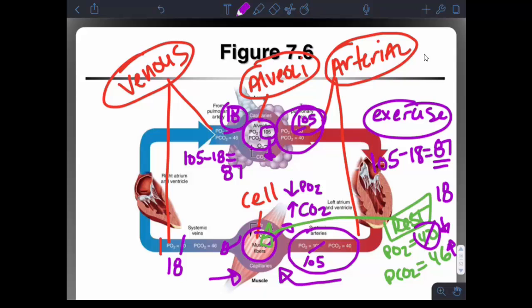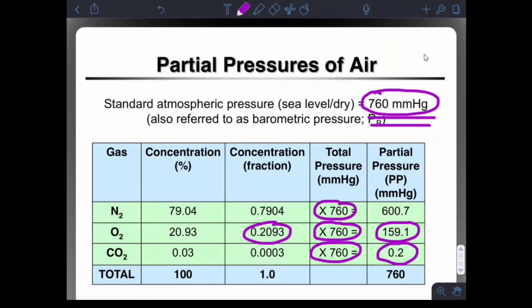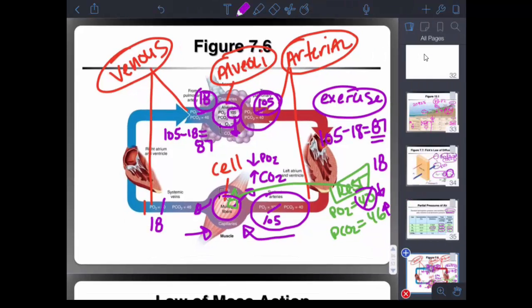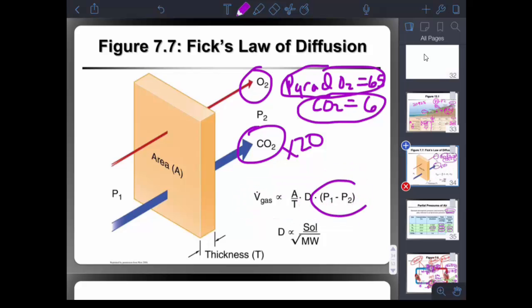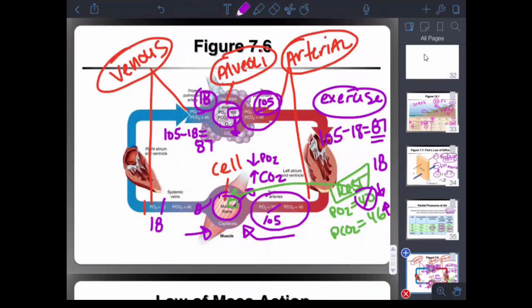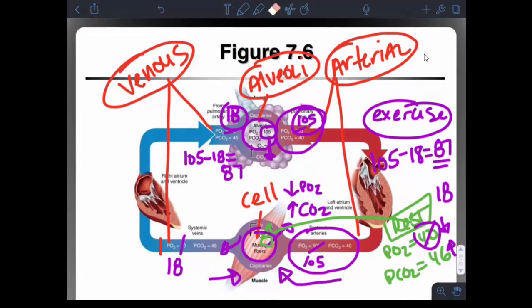And that bigger gradient is also serving to increase the rate that the oxygen moves. So this gradient is higher for oxygen during exercise, which is good because that's what allows the oxygen to move faster during exercise. Okay, so we also see the same thing with CO2.